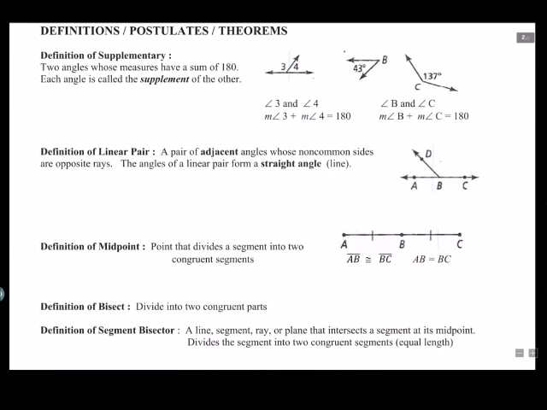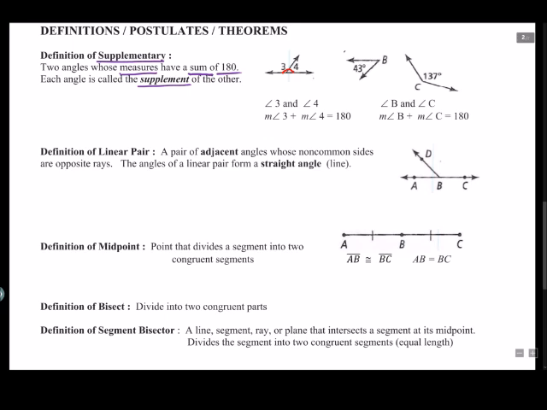Our definitions, postulates, and theorems. A lot of really good, really important definitions and postulates in this section. So let's start off with the definition of supplementary. Supplementary just says two angles whose measures have a sum of 180 degrees. These angles are called supplements of each other. So now when we look at our first diagram here, angle 3 and angle 4, they're a line. They are obviously supplementary, right? That line makes a straight angle, so those two angles have to add up to 180 degrees. Angle 3 and angle 4 are supplements. Their measures add to 180.